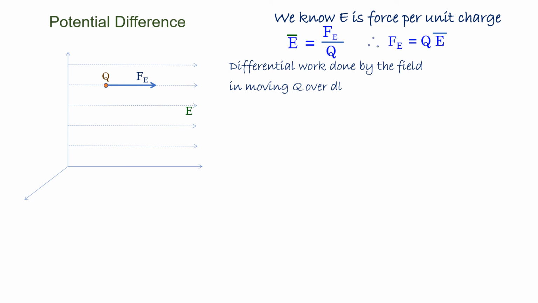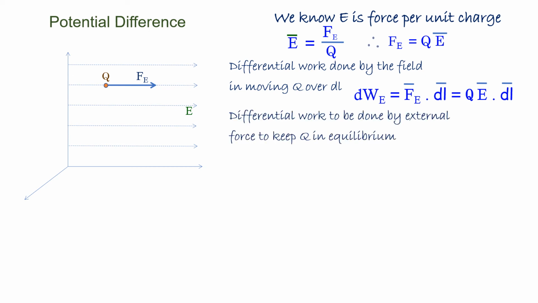The differential work done by the field in moving this charge over a differential length dl is given by dWe is equal to F bar dot dl bar, that is QE bar dot dl bar. The differential work to be done by an external force to keep this Q in equilibrium would be dW is equal to F external dot dl bar, that is integral minus Q E bar dot dl bar.